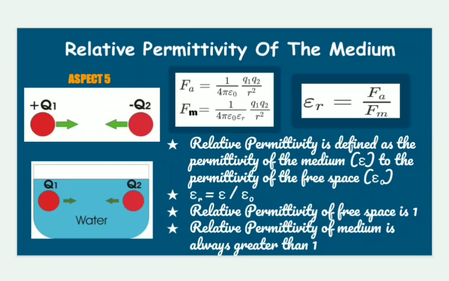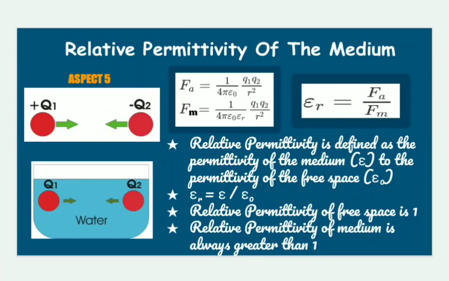Now we can pass on to aspect 5, relative permittivity of the medium. We know that when you are placing charges in free space or vacuum, Fa is equal to 1 by 4 pi epsilon naught Q1 Q2 by R square. So what happens if you are placing the charges inside a water medium? They are trying to find a formula for it, and that is Fm is equal to 1 by 4 pi epsilon naught epsilon r Q1 Q2 by R square. So this epsilon r is called the relative permittivity of the medium. Remember, the word relative stands for comparing.